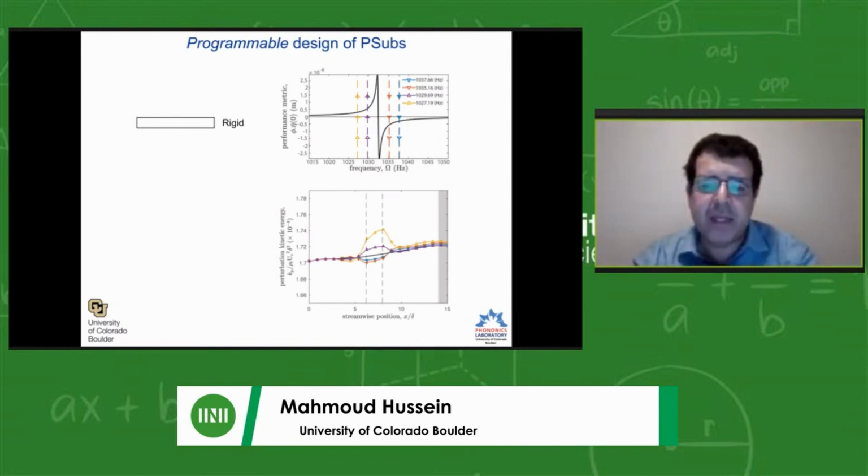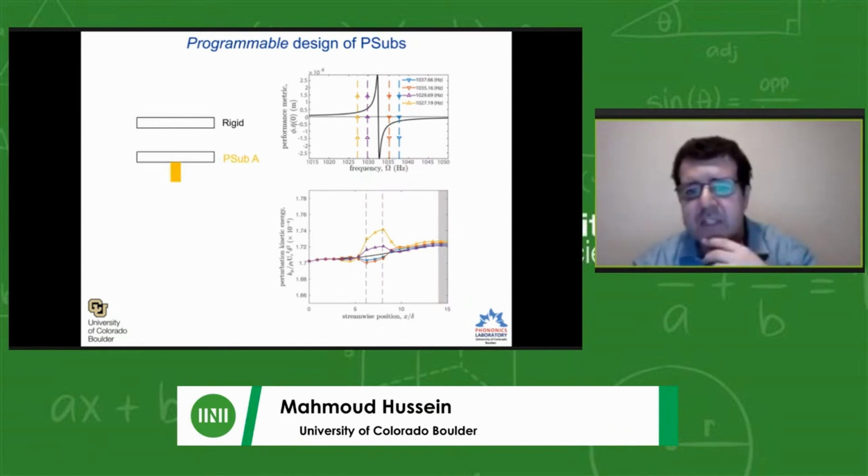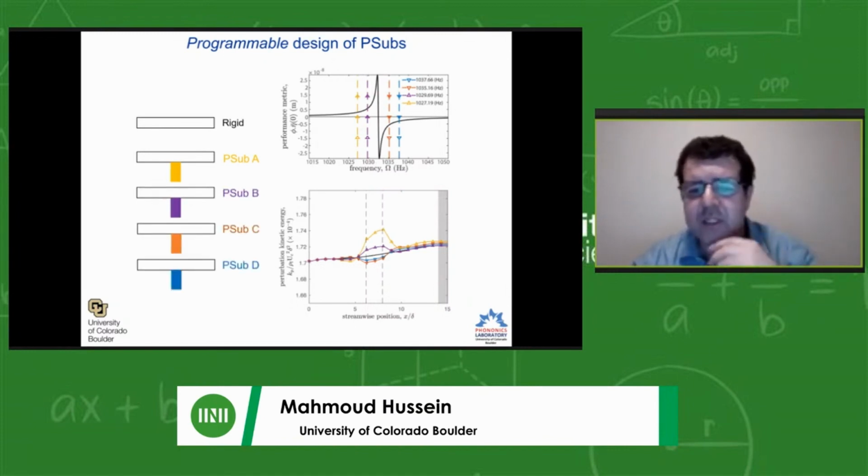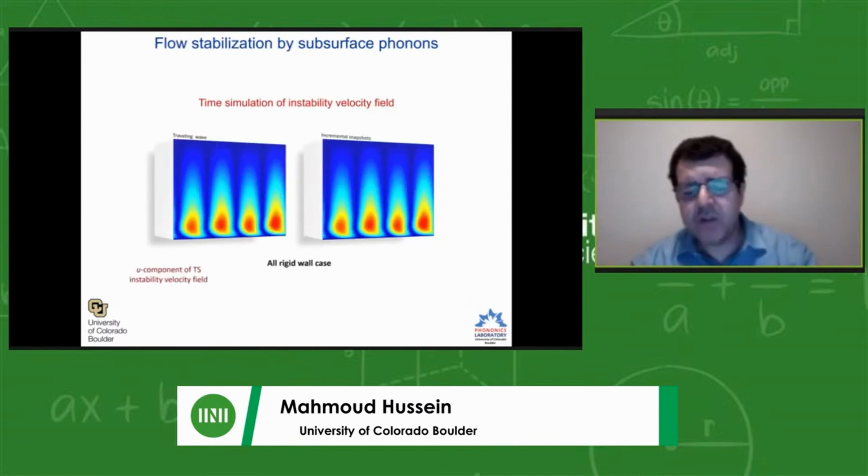open up and imagine all sorts of scenarios. So we can create a library of P subs, for example. Different colors represent different designs that intersect with the performance metric at different points, and think of this like a Lego set, and then we can get different levels of stabilization, destabilization in the flow as we want. So here's a video to help you visualize what happens.